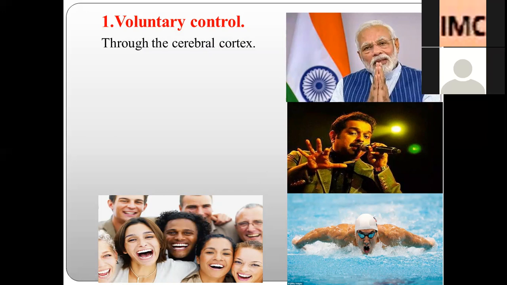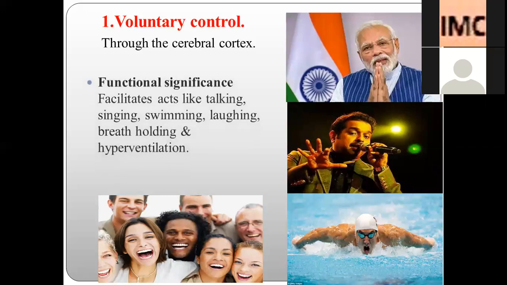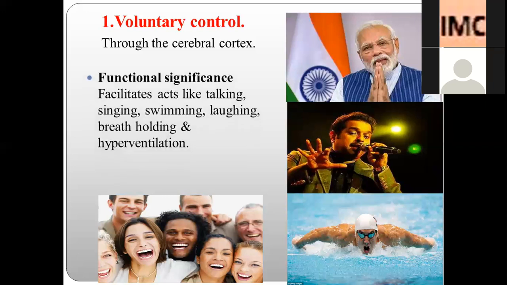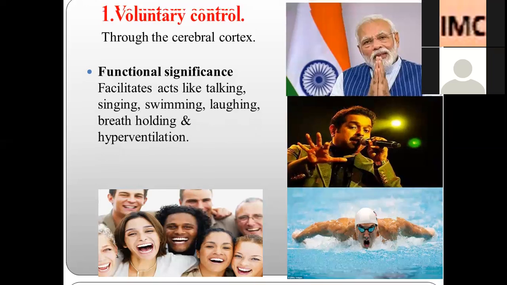Suppose I am talking to you, this particular speech, I have to regulate my respiration voluntarily. Sometimes it loses, then there are breaks you can see. So this is the functional significance of voluntary control. Why do we require it? Because it facilitates the acts like talking, singing, swimming, laughing, for breath holding, and for hyperventilation. So these are a few things where you require the voluntary control. And this is via the cerebral cortex.